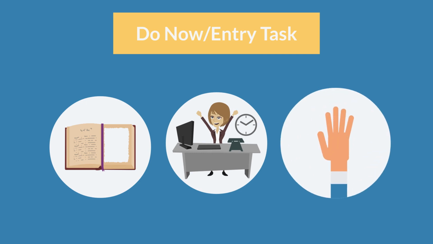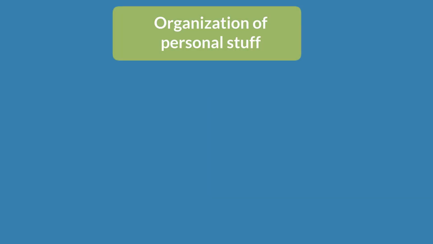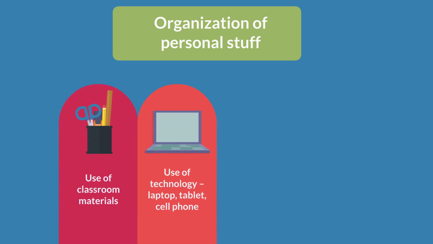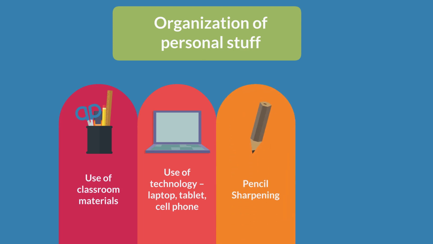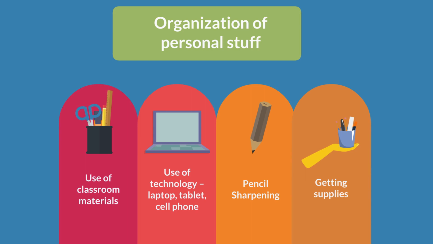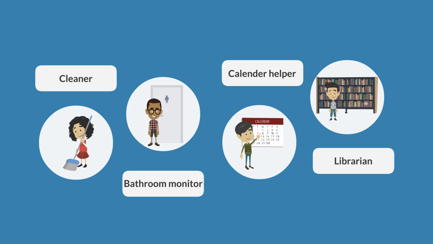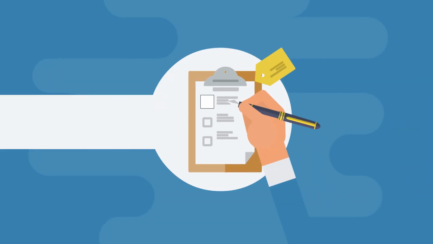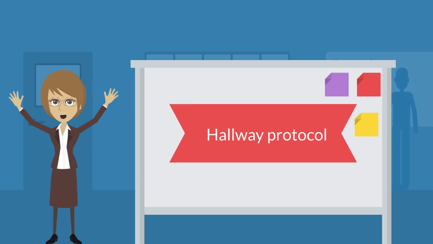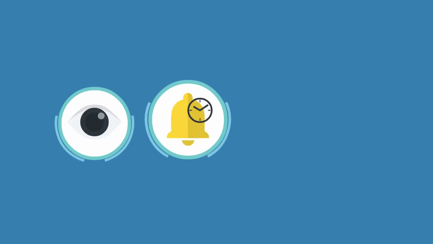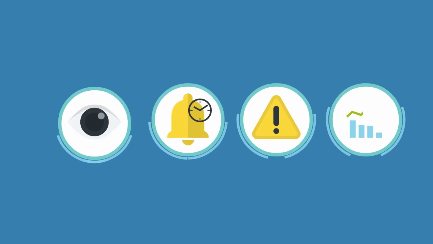Independent work time, and asking for help. Organization of personal stuff. Use of classroom materials. Use of technology, laptop, tablet, cell phone. Pencil sharpening. Getting supplies. Handing out papers. Assigning other classroom jobs. Labeling papers and assignments, such as name, number, date, and assignment. Hallway protocol. Basic steps you will take to improve behavior, such as eye contact, reminders, warnings, consequences.